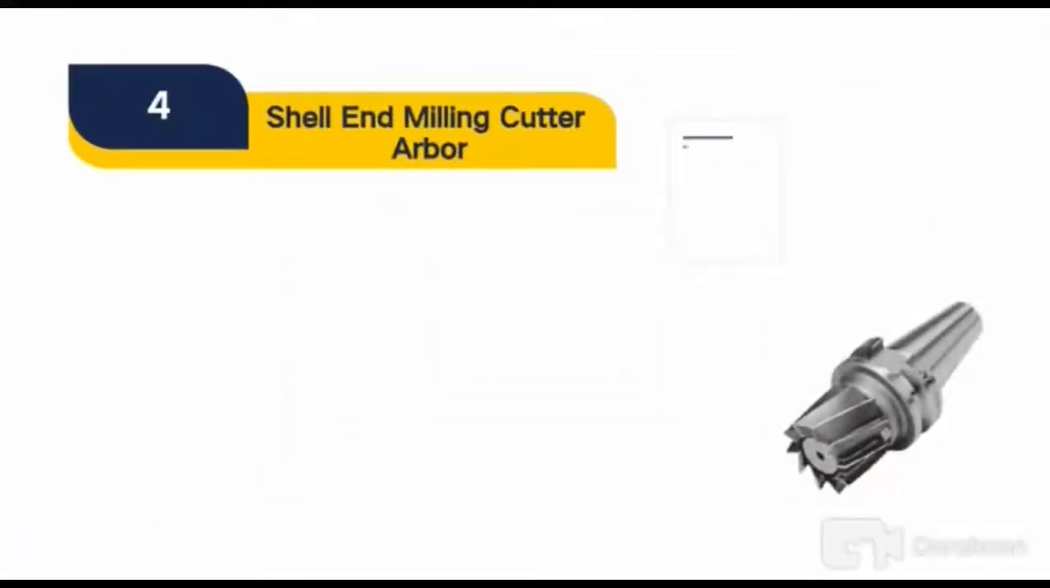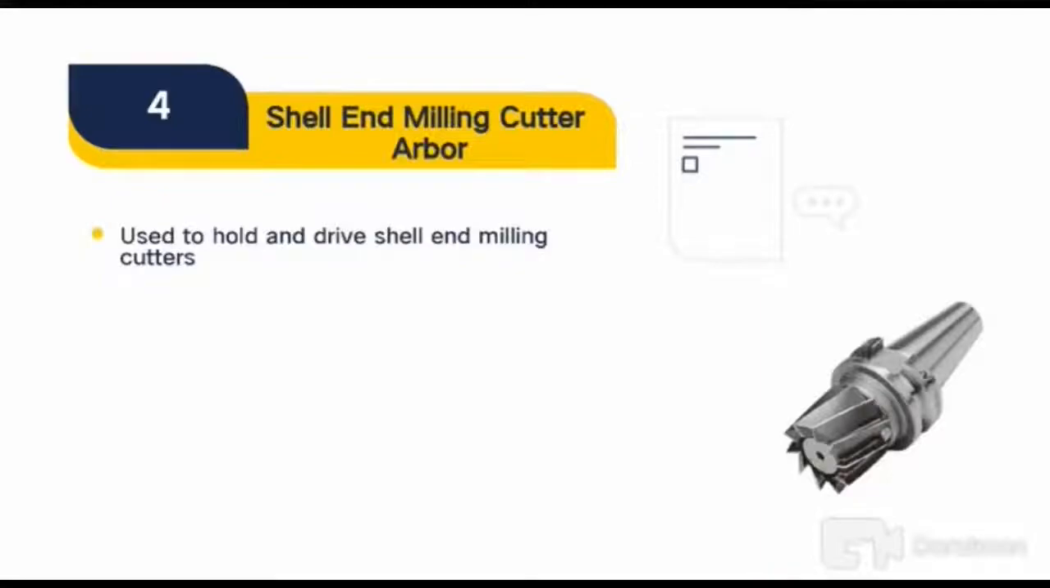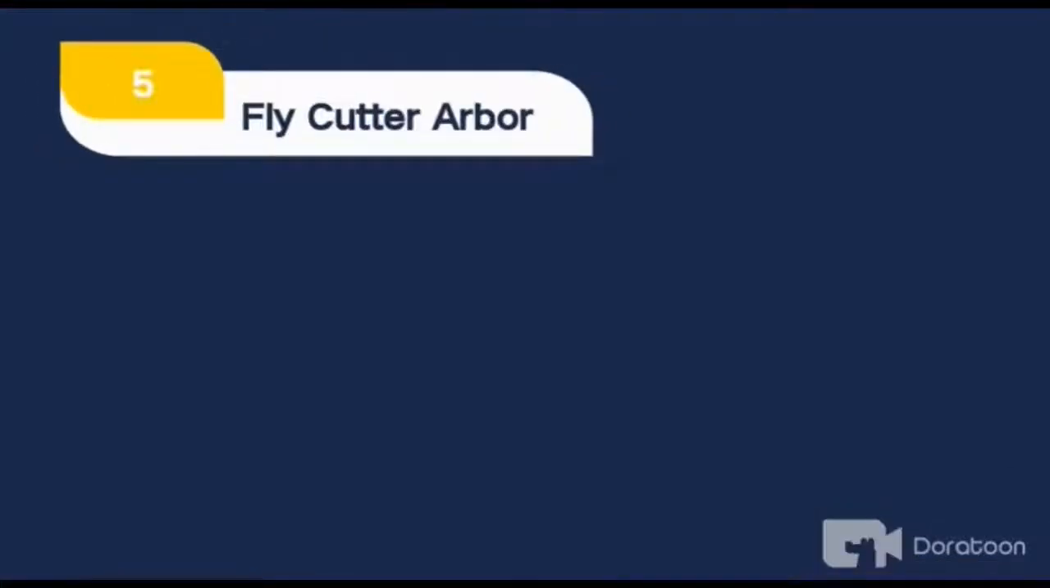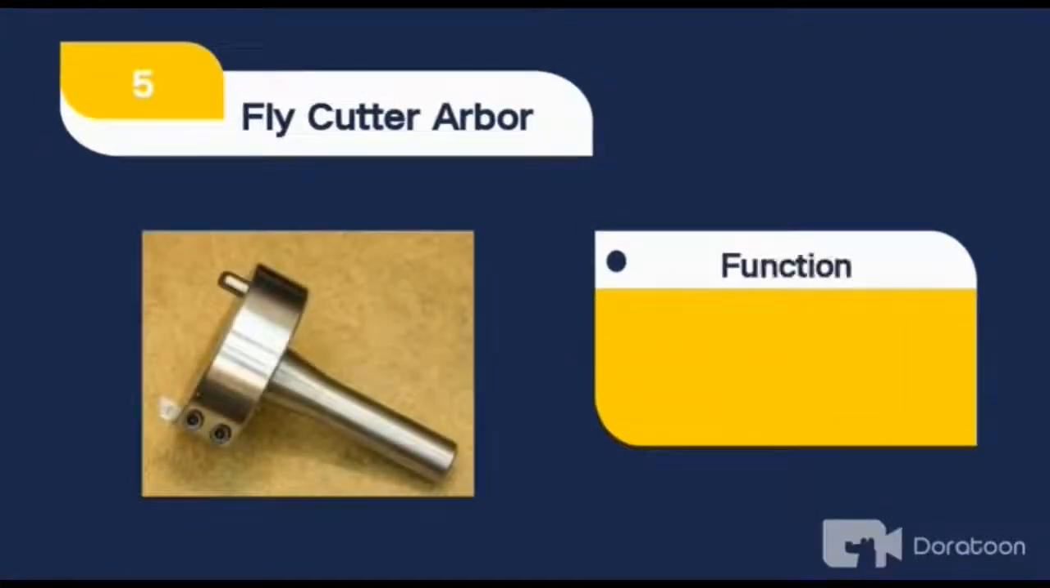The fourth one is shell end milling cutter arbor. It is used to hold and drive shell end milling cutters. The shell end milling cutter is fitted over the short boss on the arbor shaft and is held against the face of the arbor by a bolt. The fifth one is fly cutter arbor. It is used to hold and drive shell end milling cutters.